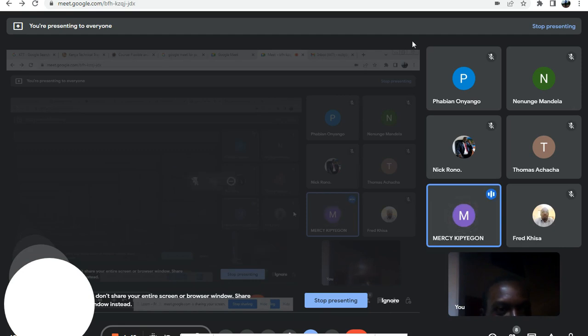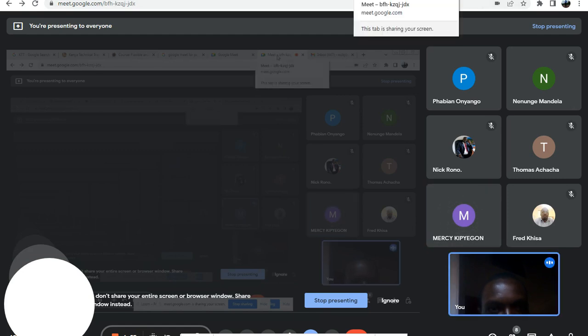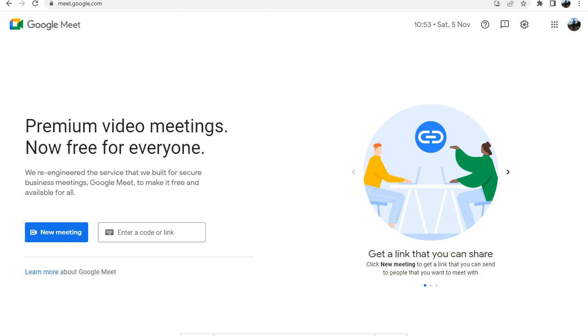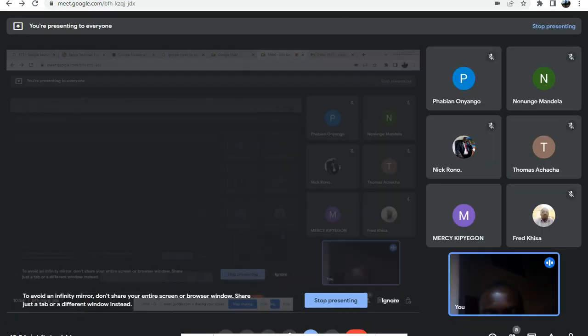Yes, accessibility. Okay, accessibility. Any other trial?